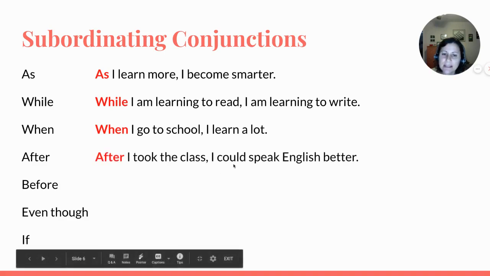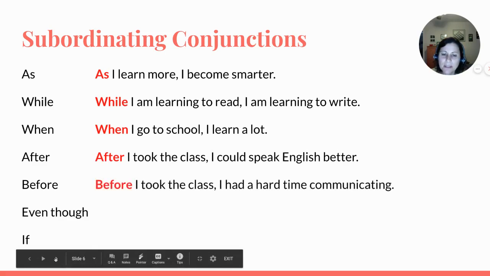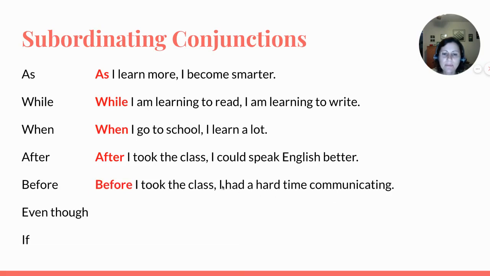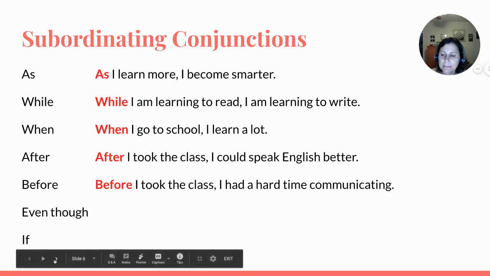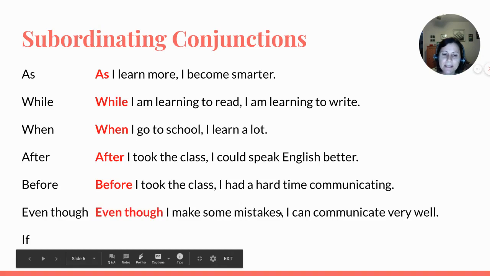After I took the class, I could speak English better. So this is what happened after. Before I took the class, I had a hard time communicating. This is what happened before, earlier in time. Even though I make some mistakes, I can communicate very well. We use even though to show contrast. It's similar to but or however.